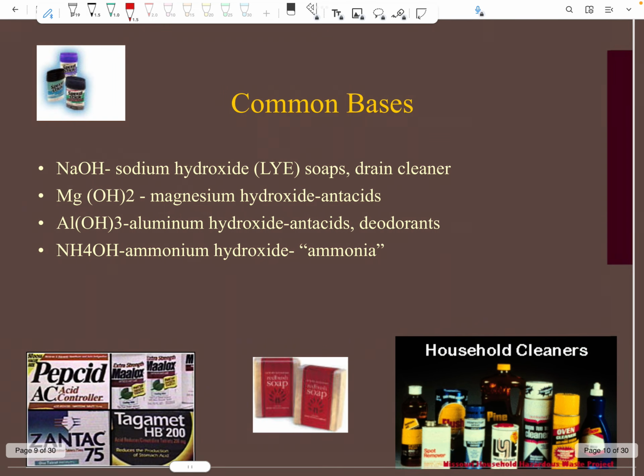And so here are some of them. Sodium hydroxide you'll find in soaps, also called lye. Sodium hydroxide, the strong sodium hydroxide, is a drain cleaner. You don't want to get that stuff on your skin or in your eyes. Magnesium hydroxide, if you have an upset stomach and a lot of acid, take something like Tums, something like that. Aluminum hydroxide, you find that in antacids. You also find that in deodorant products. So a lot of those things contain bases. And then we have ammonium hydroxide, which pretty much is ammonia. It's a pretty good base.